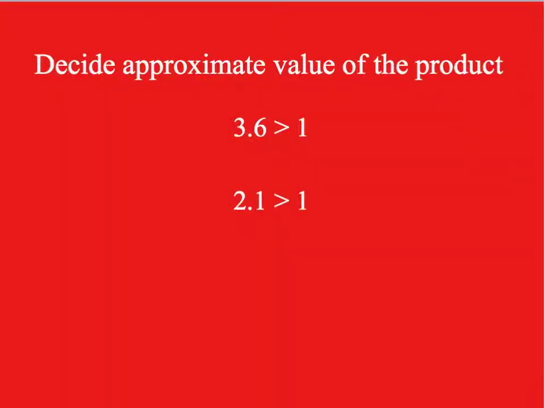Here you have an illustration of what I mean by that. 3.6 is a number that is greater than 1, and 2.1 is also greater than 1. And you know from multiplying whole numbers, say for instance 3 times 2, that number is always going to be bigger. Notice that 6 is bigger than 3 and 2. They're getting bigger as you multiply them.